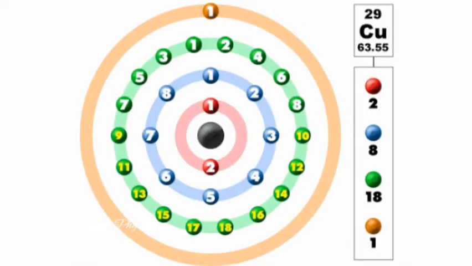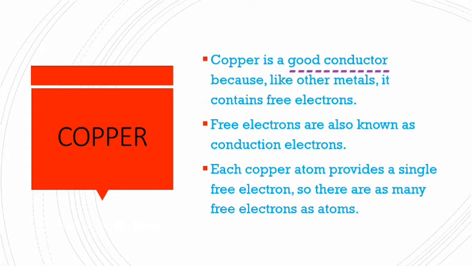This is the copper shell model. It has one free electron available. Copper is a good conductor because, like other metals, it contains free electrons. Free electrons are also known as conduction electrons. Each copper atom provides a single free electron, so there are as many free electrons as atoms.